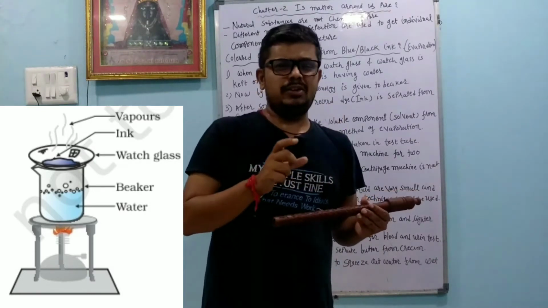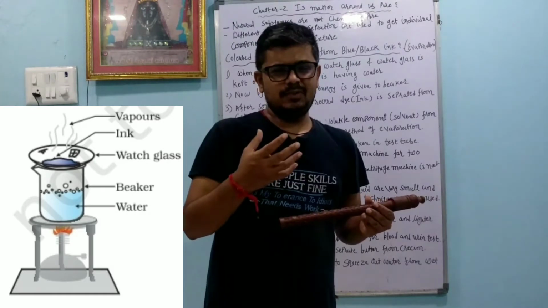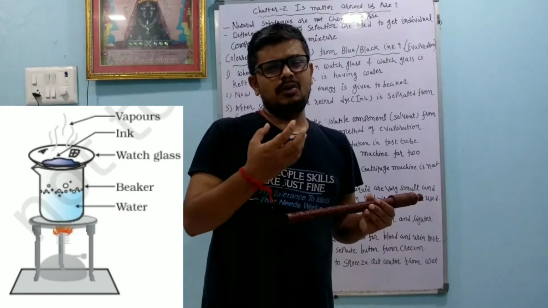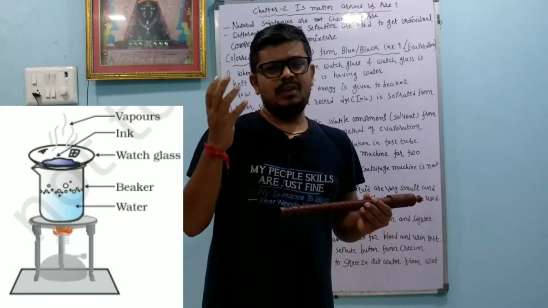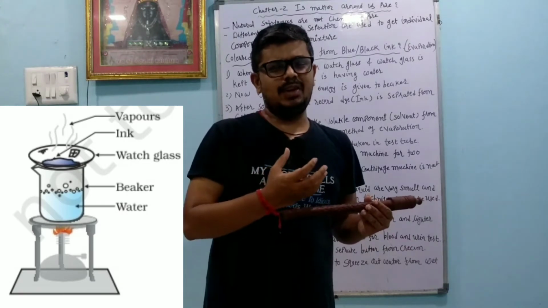In ink two components are there. One is volatile and the other is non-volatile. So when we give slow heat, not direct heat, the volatile component evaporates and the non-volatile compound remains in the watch glass. Like that we can separate.